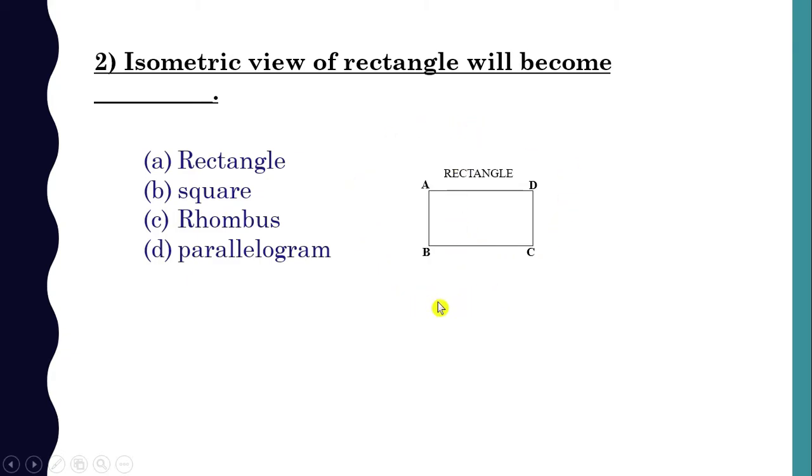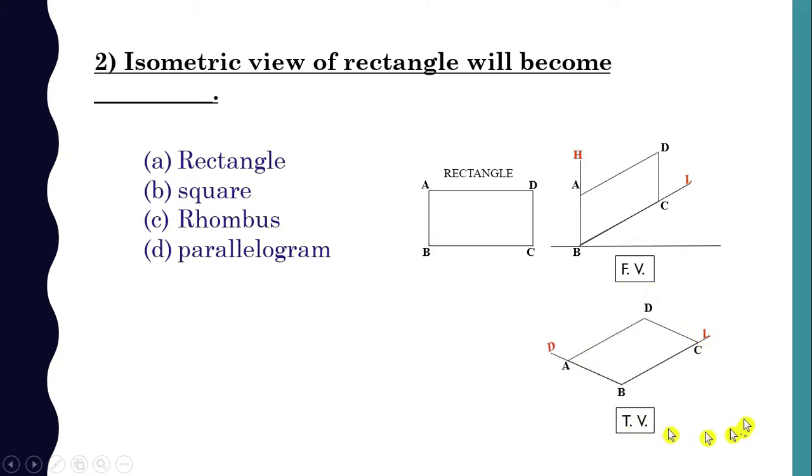So a rectangle ABCD is given. In isometric view, here the length will be there, here the height we are drawing. If we draw this rectangle, it will look like this ABCD, and you can see it is a parallelogram. This we have drawn in front view. If you draw in a different view also, it also looks like a parallelogram. Here we see another view, the top view. That also looks like this, a parallelogram. So answer D is correct, parallelogram.